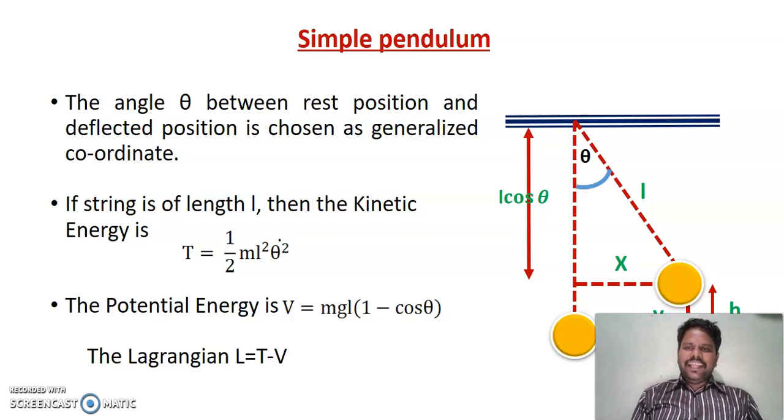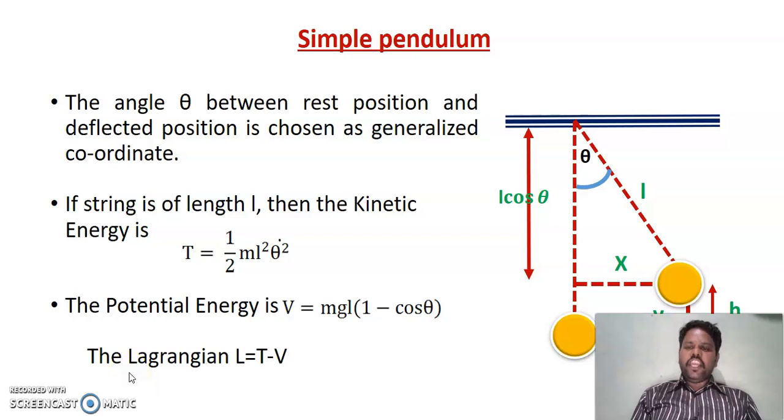So the kinetic energy of the bob is given by T is equal to half m L square theta dot square. The potential energy of simple pendulum V is equal to mgh, which is nothing but mgl into 1 minus cos theta. So we have obtained the kinetic energy and potential energy of simple pendulum.